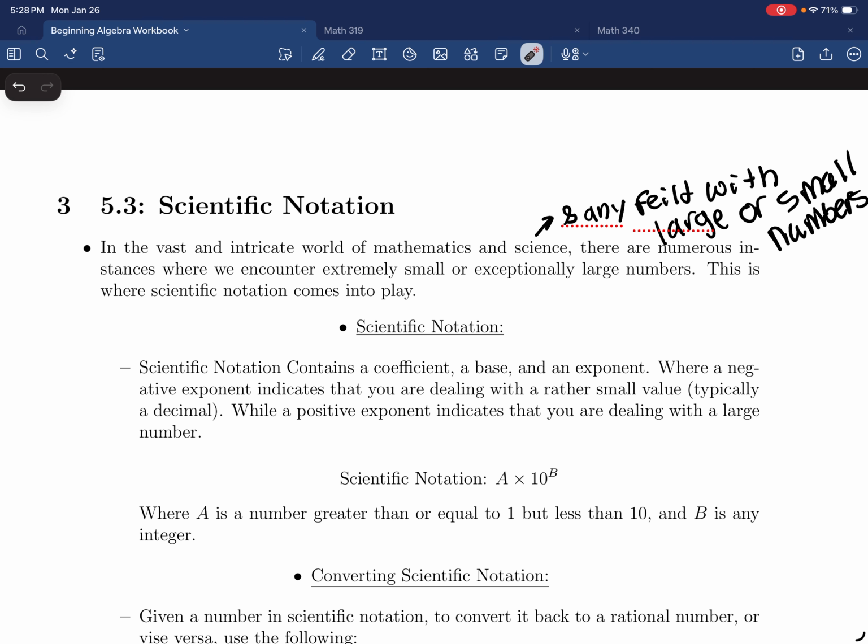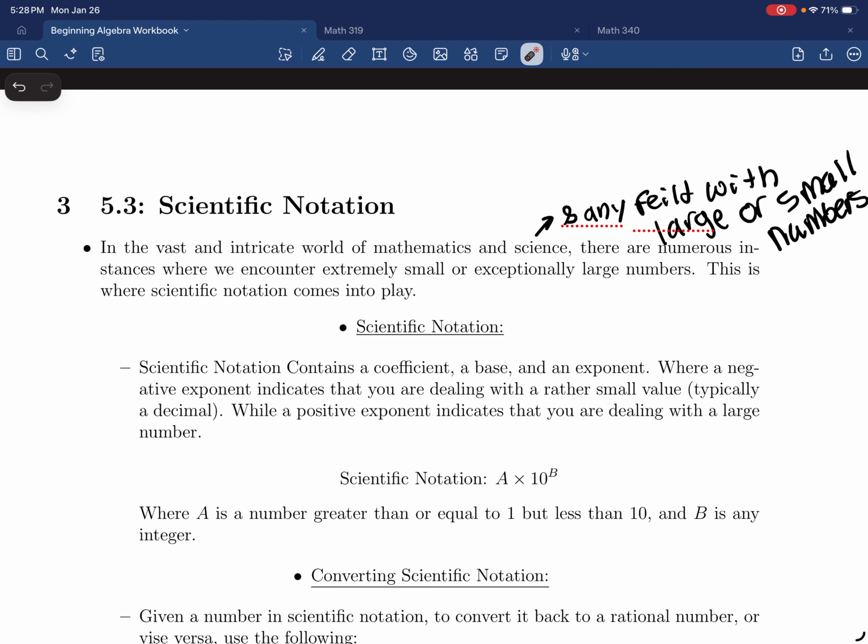For example, the number 300 billion, right? That would be a lot to write out. So instead we can use scientific notation, which helps cut down the amount of writing, or the amount of zeros, that we'd have to write. So let's just get right into it.